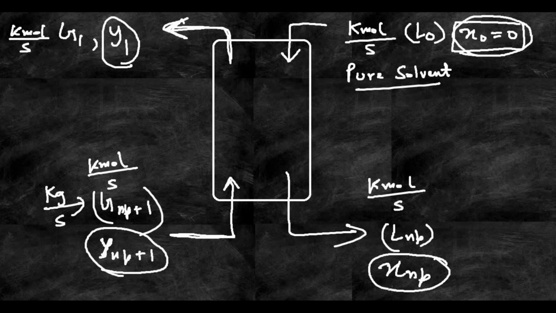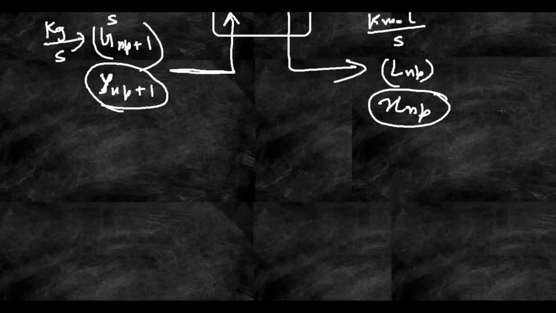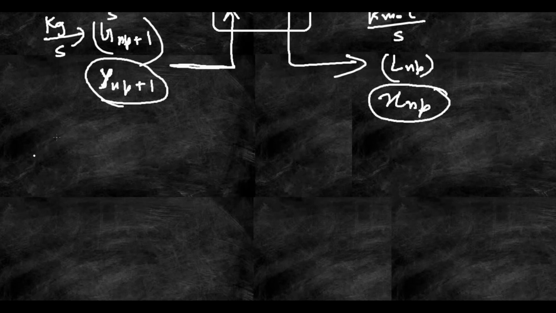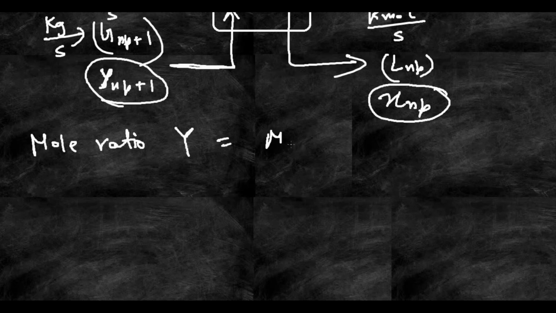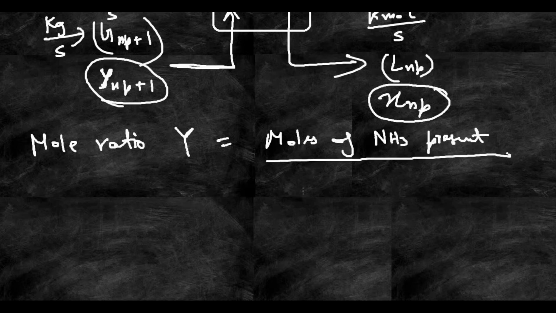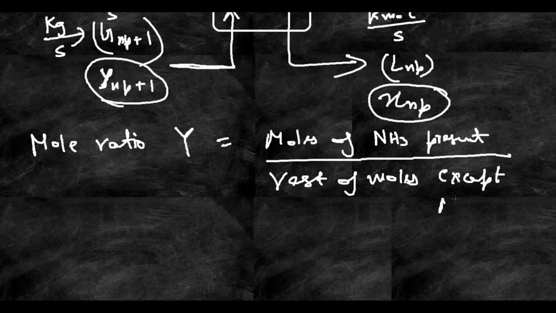But in equations we will need a quantity which is known as the mole ratio. So what is this mole ratio and mole fraction? It is very easy. Mole ratio I will denote with capital letter. So for mole ratio, if I am writing capital Y, it means the moles of ammonia present divided by rest of moles except ammonia. So this is what mole ratio means.